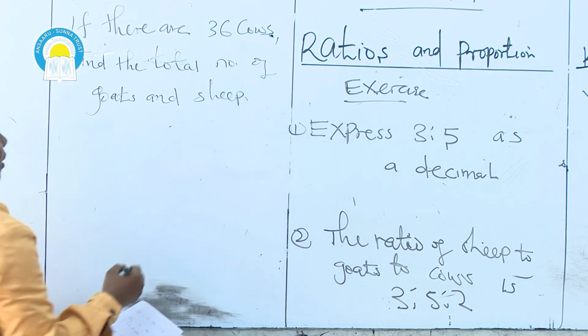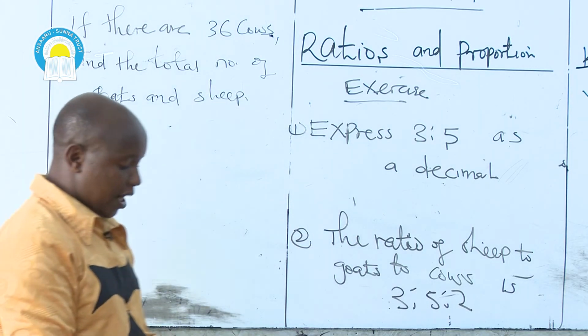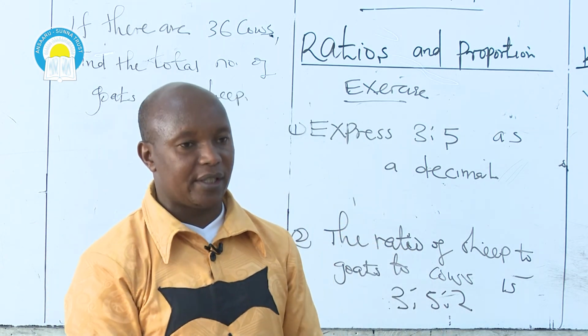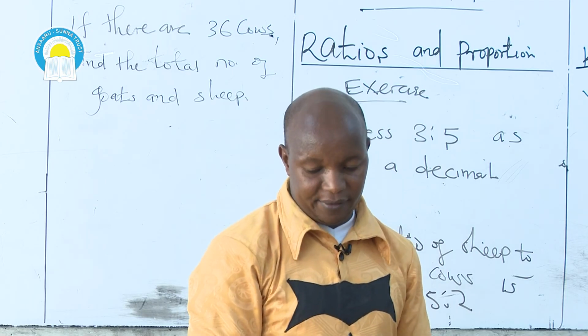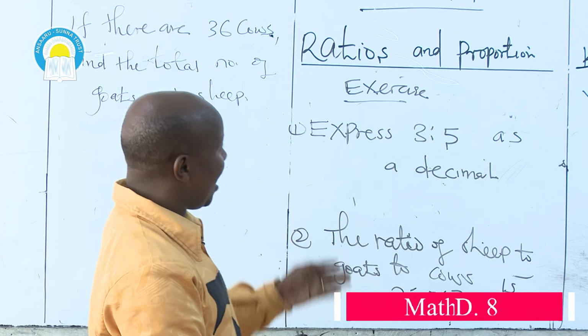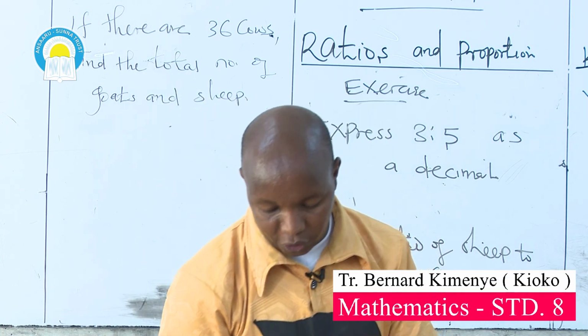That's question number 2. Try those problems of sharing ratios, and I believe you will get the answer. That's how we work out ratios.